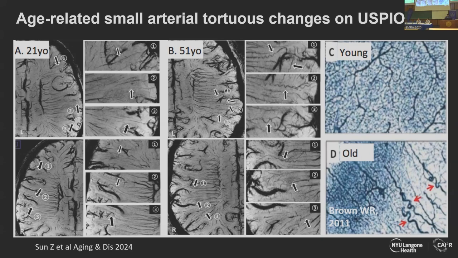Not only can we see the small arteries in the young people, for example, on the left, we can also see many tortuous small arteries in the old people. In this case, actually, it's not that old; it's 51 years old, and these tortuous small arteries could only be seen previously on the postmortem. Right now, we can see it in vivo.